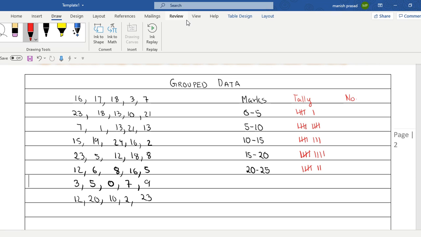So the number of students out here: the number of students who got 0 to 5 marks is 6, 5 to 10 marks is 10, 10 to 15 is 8, 15 to 20 is 9, and 20 to 25 is 7. If I add them up, it comes to 40. Check. This is what we have got.